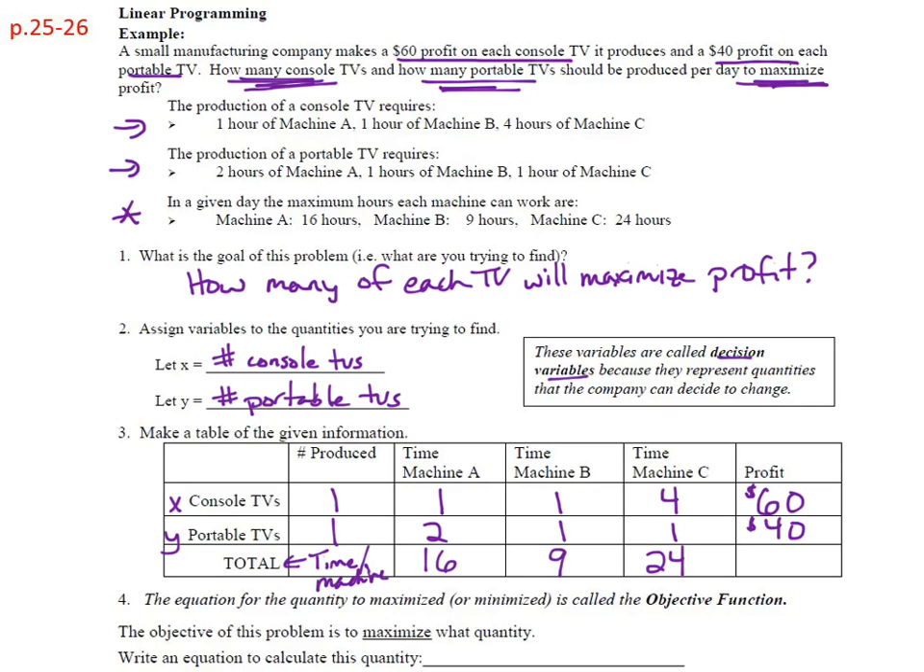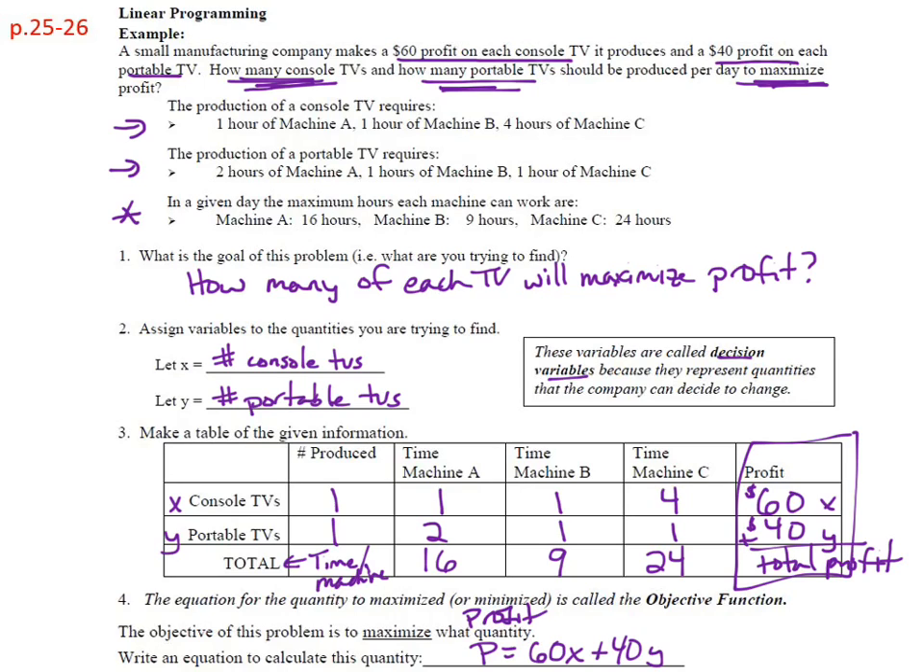So, the way we've set up the table, we're looking for that profit. That's what we want to maximize. So our $60 for each console TV plus $40 for each of the portable TVs is going to give us the total profit. And that's how we're going to get that objective function. So we would say that P is equal to 60x plus 40y. So there's the objective function.